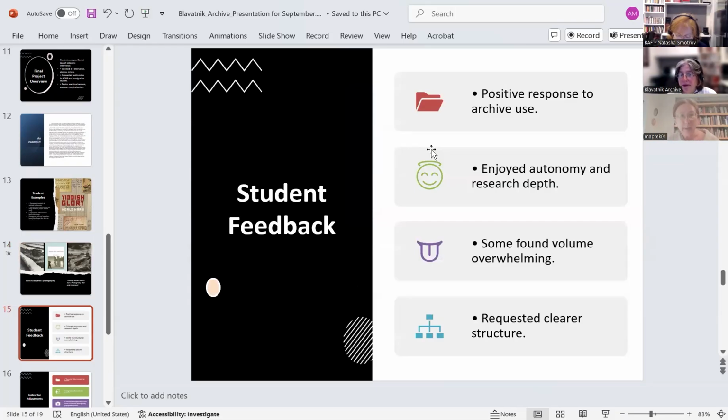So now to the end, student feedback. Student feedback honestly was mixed. Some people were very happy about everything. Some people were confused because it looked different from a traditional paper. And now, when you can actually do a traditional paper through AI, some of the students were not happy that they had to do real archival research. Some were extremely happy. They enjoyed autonomy. They very much enjoyed research depth. But some found the volume overwhelming.